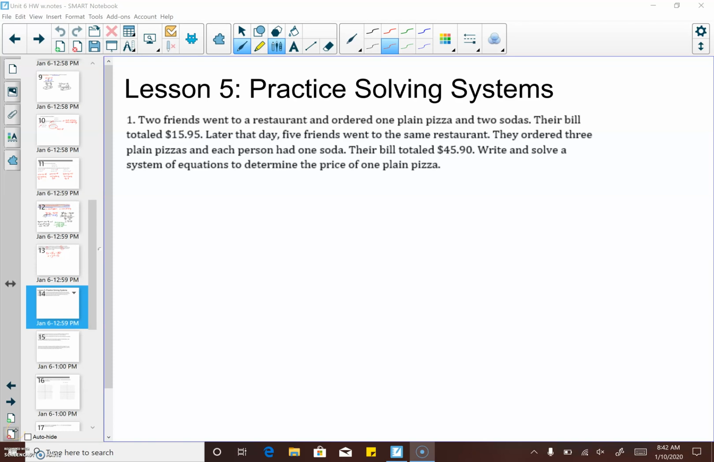For lesson 5 homework, we're just going to practice solving our systems a little bit more. So 2 friends went to a restaurant and ordered 1 plain pizza and 2 sodas. Their bill totaled $15.95. Later that day, 5 friends went to the same restaurant. They ordered 3 plain pizzas and each person had 1 soda. Their total bill was $45.90. Write and solve a system of equations to determine the price of 1 pizza.